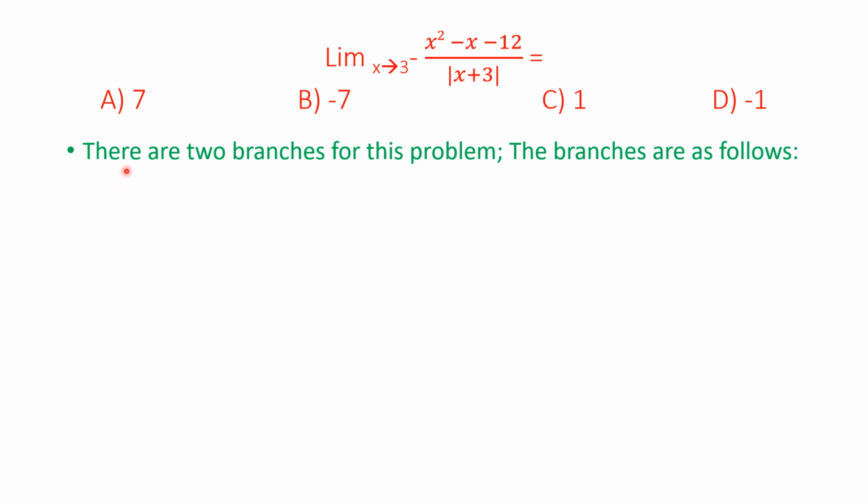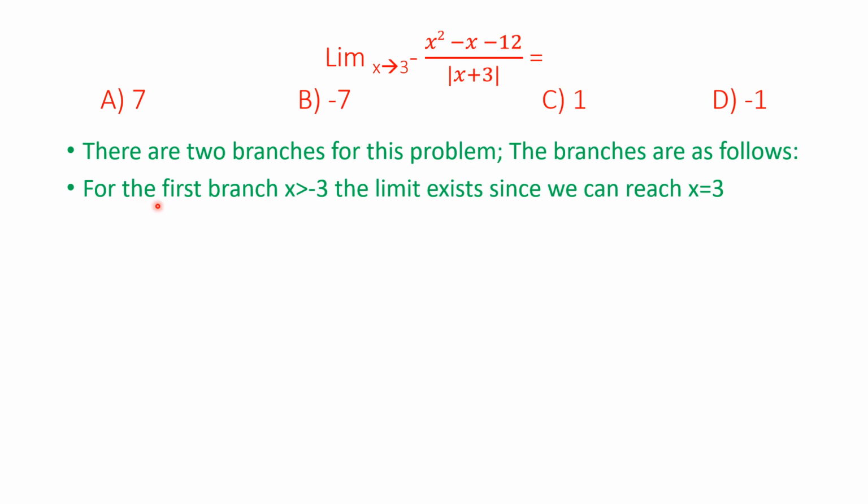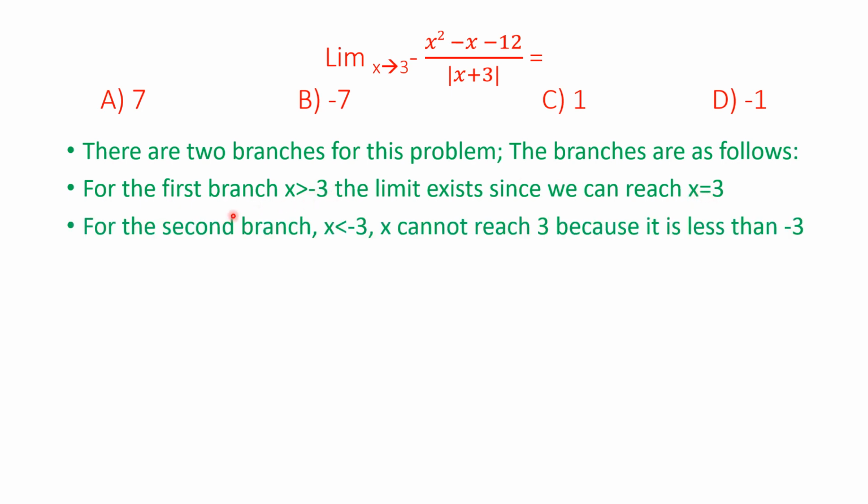Number 1, there are 2 branches for this problem because of the absolute value. The branches are as follows. For the first branch, x should be greater than -3. The limit exists since we can reach x equal to 3 from this branch. For the second branch, x should be less than -3. Hence, x cannot reach 3 because it is less than -3.